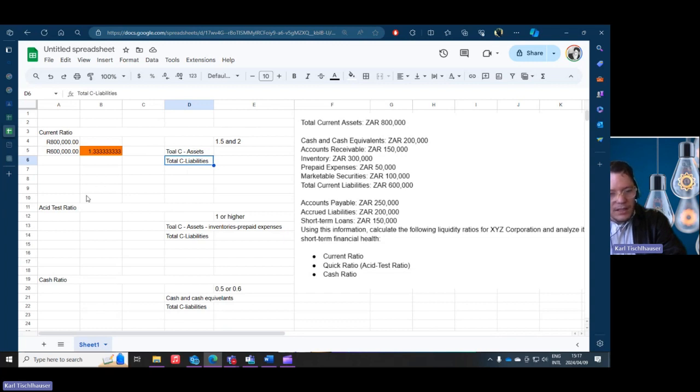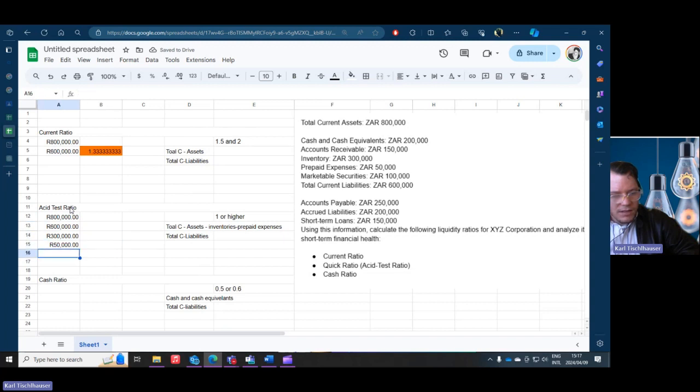Now let's go to the asset test ratio. You'll see that it is very similar to the current ratio. So I'm just going to take the information that hasn't changed and put it here because we're going to need it again. The new information we'll need is inventories, which is 300,000, and prepaid expenses, which is 50,000. I'll add the 300,000 here, and I'll add the 50. Now we have all the figures we need.